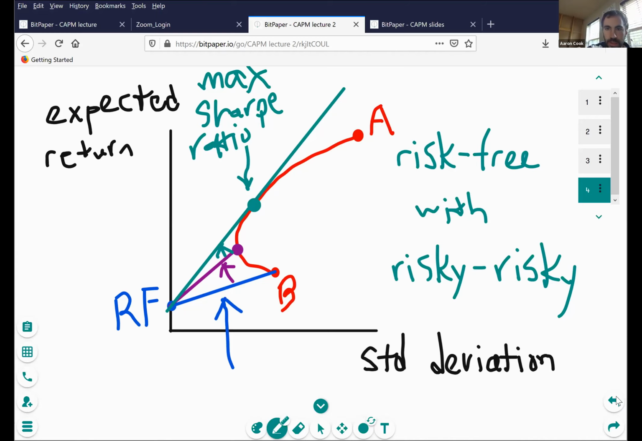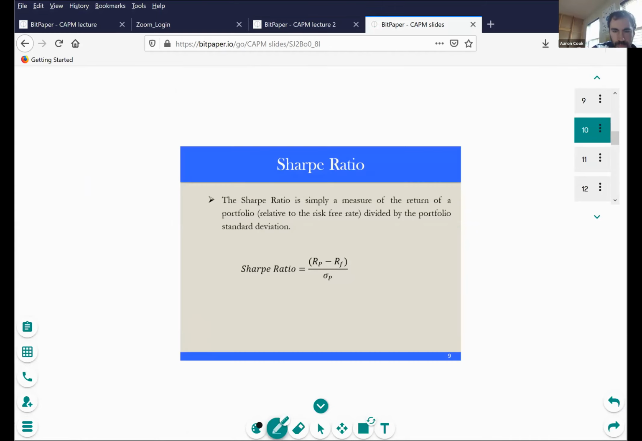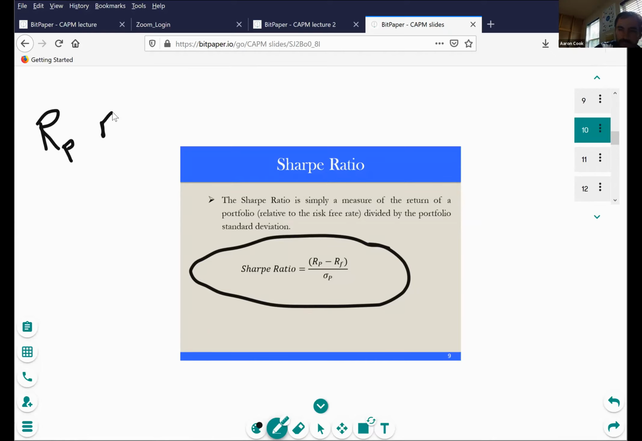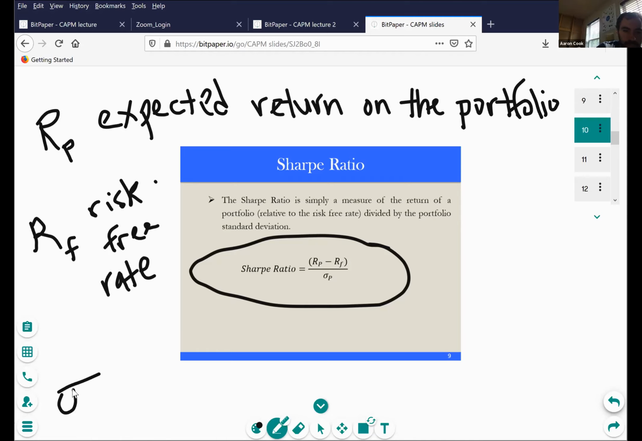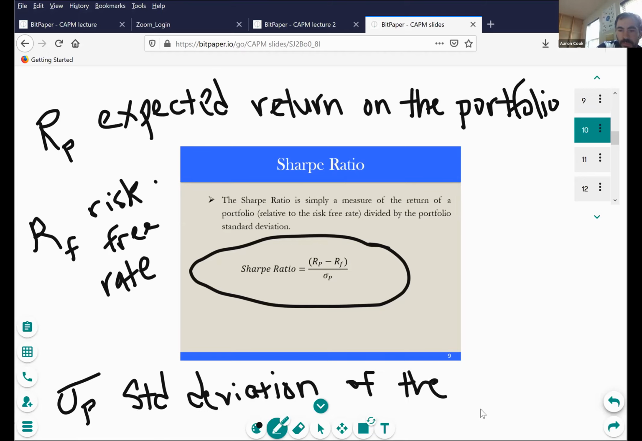We can go back to the slides. This is the definition of the Sharpe ratio. R_P is the expected return on the portfolio, R_F is the risk-free rate, and sigma_P is the standard deviation of the portfolio.